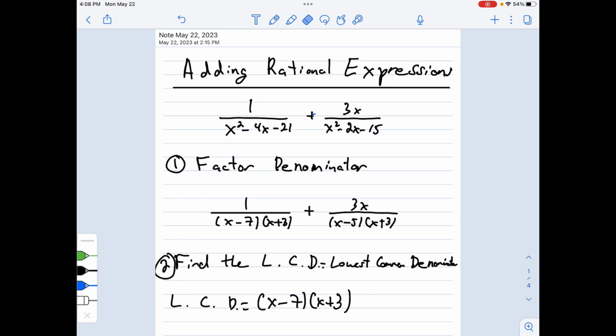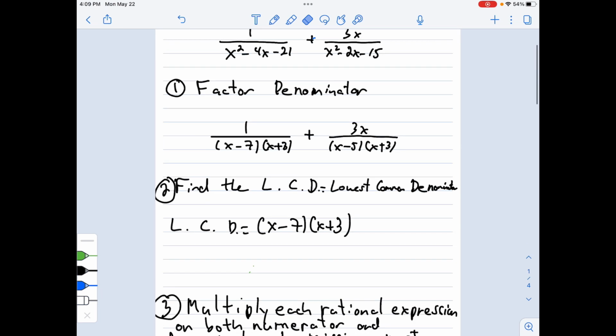So x squared minus 4x minus 21 factors as quantity x minus 7 times quantity x plus 3, plus, and then the denominator on the other fraction, x squared minus 2x minus 15, factors as quantity x minus 5 times quantity x plus 3. Once you do as much factoring as possible, you're going to find the LCD, the lowest common denominator. The way you find that is as follows.